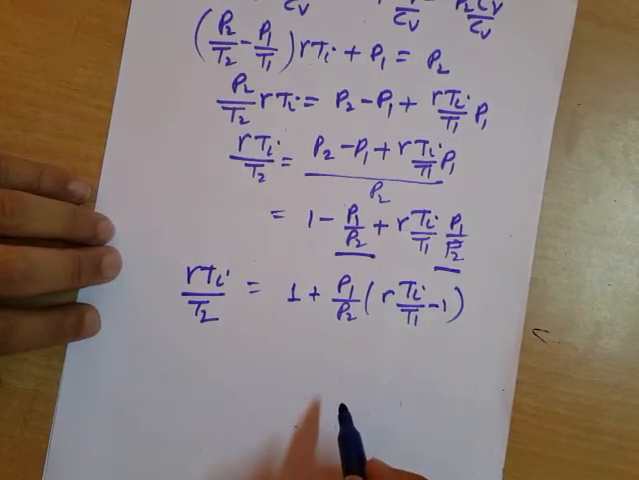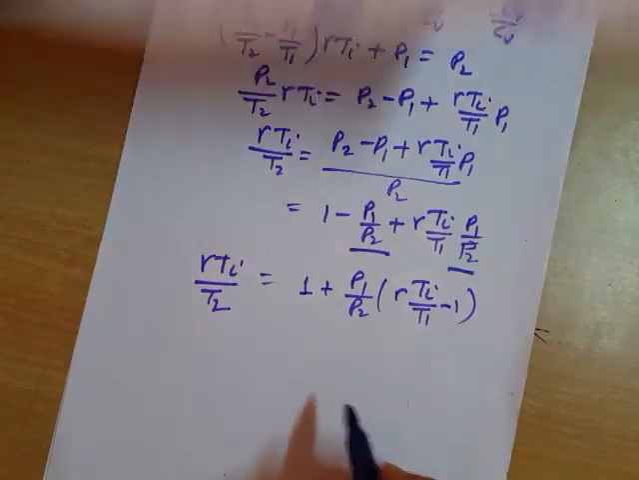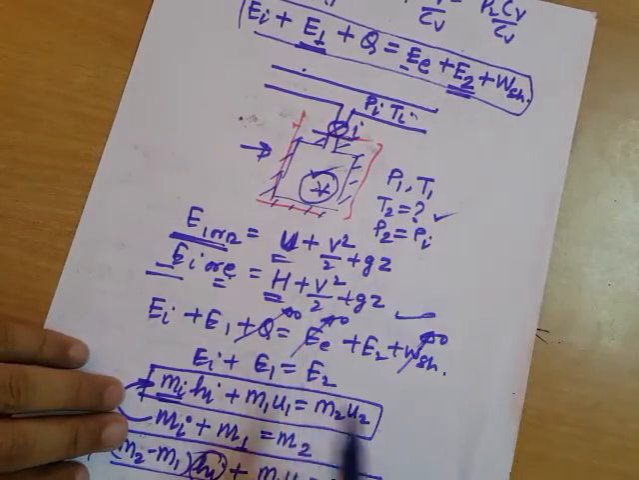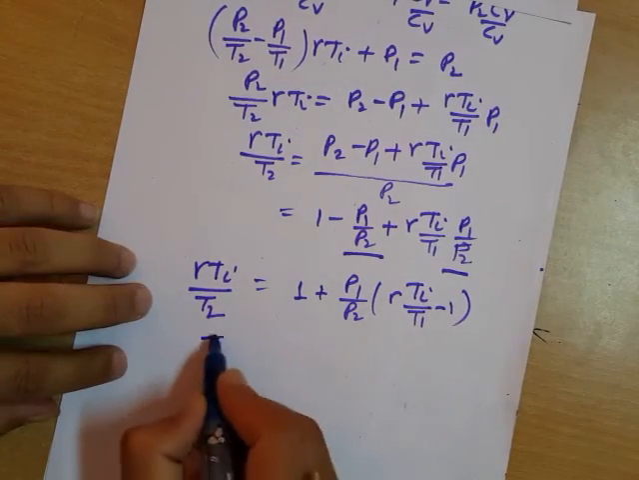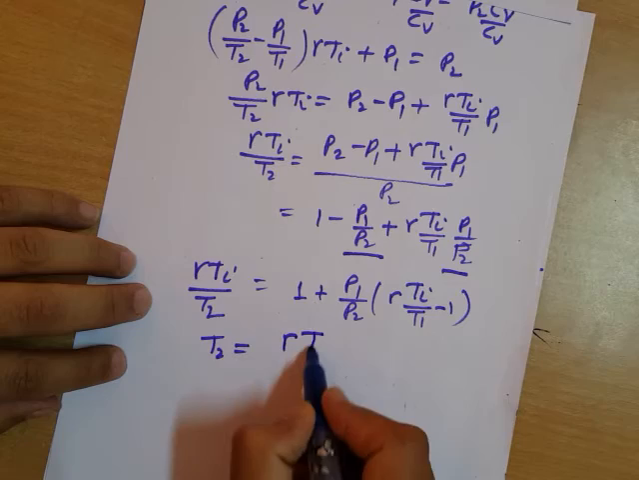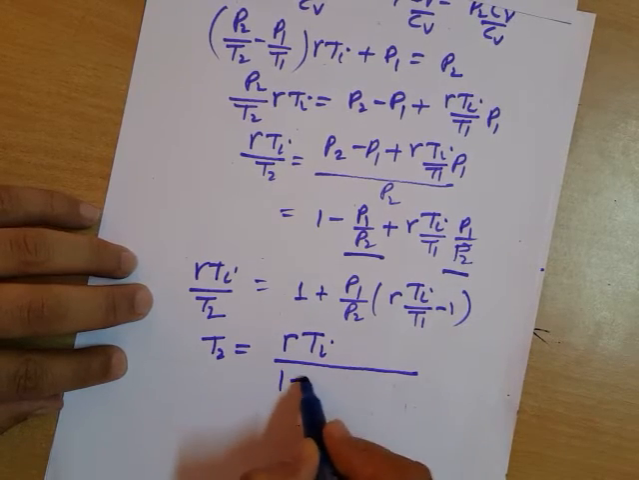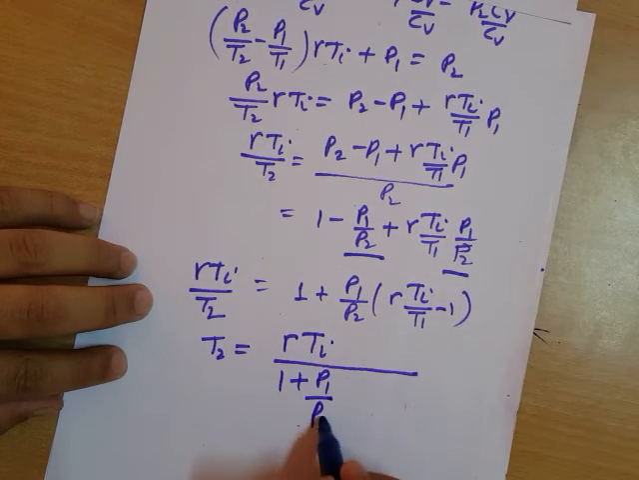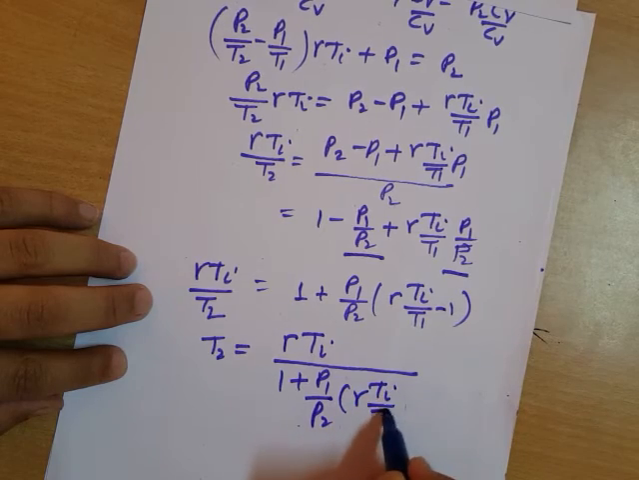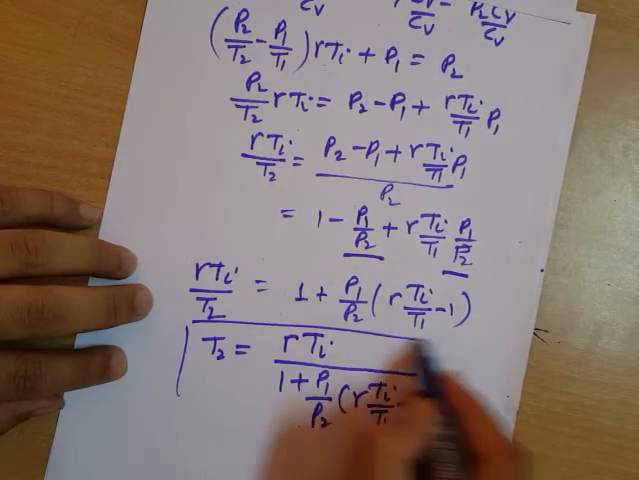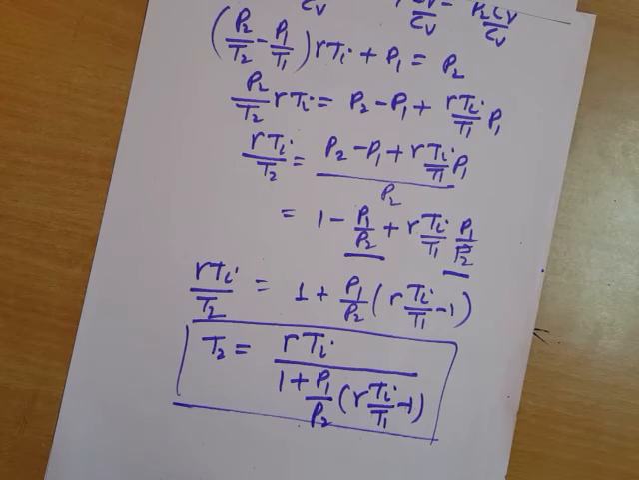So what is required in this particular problem? It is required that we find the final temperature of this control volume, that is T2. So the final temperature of this control volume will be gamma Ti divided by 1 plus P1 by P2 (gamma Ti by T1 minus 1). In this way, we can solve engineering problems with the help of steady flow or unsteady flow energy equation. Hope that you have understood whatever I have taught today.